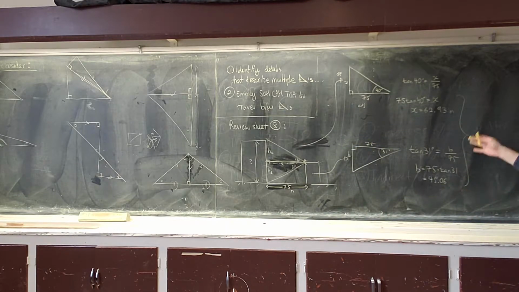So what's the total height? You simply have to add 62.93 and 45.06, which is 107.99, about 108 meters tall. Not the biggest building, it's about the length of a football field, like the 100-meter dash. But there it is. So two triangles helping us get to something that would otherwise be a little bit more annoying to calculate.